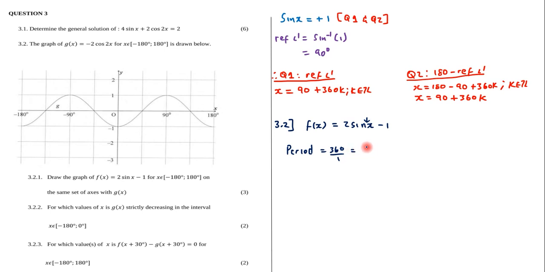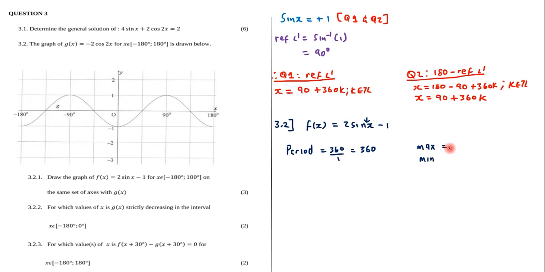Now in this case it's going to be 1, so it means it's going to be 360. So now we understand that we're expecting our full wave between 0 and 360. All right, then from here we're going to be looking for a maximum and a minimum.